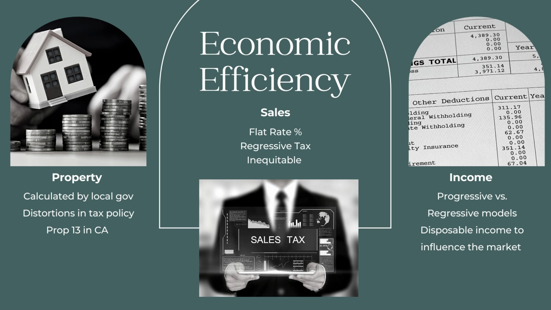So these distortions are carried through tax bills, and one that was prompted was Proposition 13 in California, which put a cap on property taxes in that state, and other states actually followed suit.